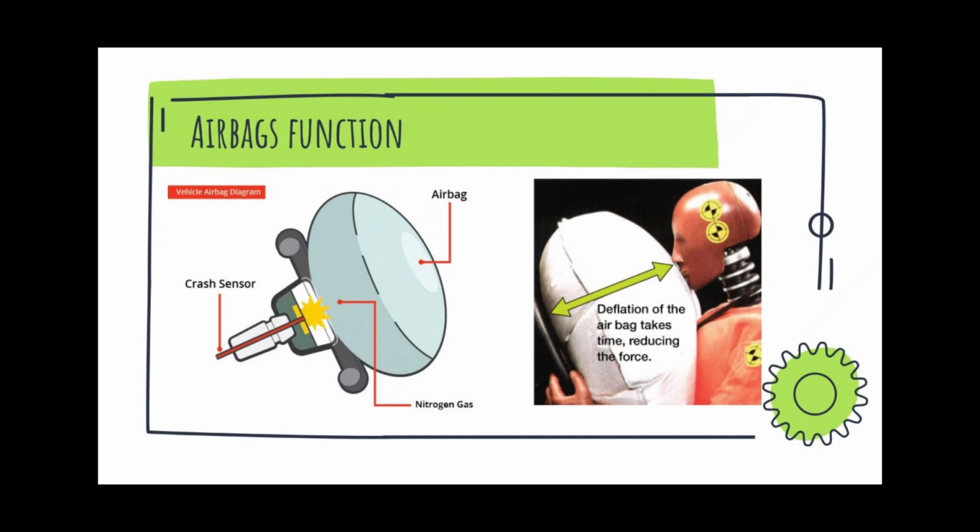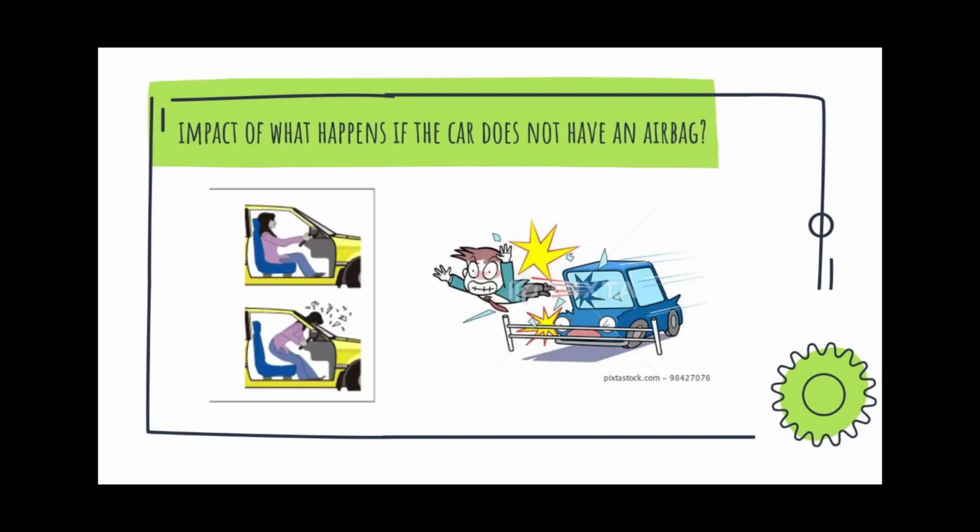According to the impulse-momentum theorem, the force experienced by an object is equal to the change in its momentum divided by the time over which this change occurs. So, by extending the time the deceleration takes place, we can reduce the force experienced by the passengers. By slowing and spreading the force of an impact, the airbag plays an important role in minimizing the risk of serious injury. So now let's talk about what happens if the car does not have an airbag.